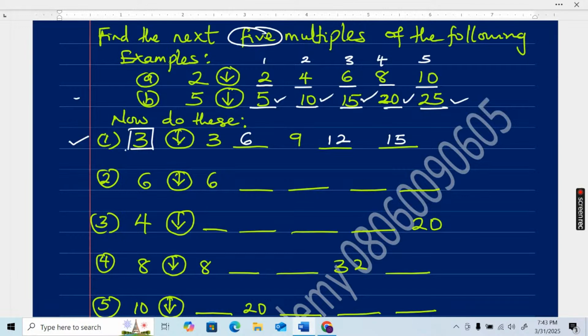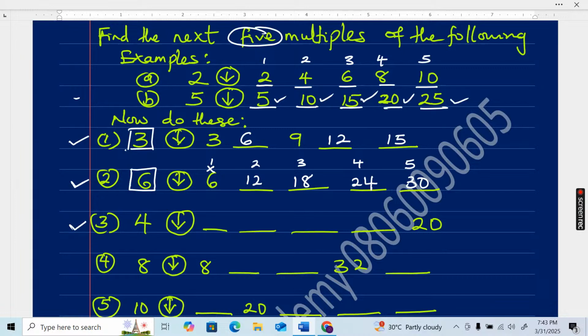Awesome. Now let's move on to number 2. Make sure you are writing. We have been given the number 6 in number 2. So we keep multiplying 6 by 1 till we get to 5. So 1 times 6, that's 6. 2 times 6, that is 12. 6 times 3, that is 18. 6 times 4 is 24. Then 6 times 5 is 30. If you want to know where I got the 6 from, that is the number given to us in number 2.